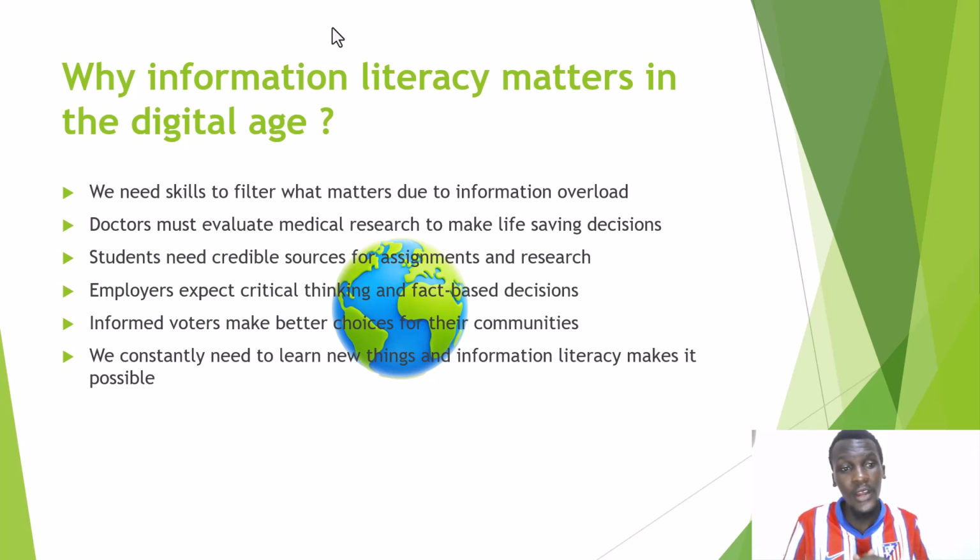The third one is that students need credible sources for assignments and research. When you're given an assignment, you don't just go anyhow and search out of nowhere. You're supposed to find a credible source, a source that is well known for giving such information. Let me say you're doing biology, you can't just search anyhow. You're supposed to look for something that is credible, that is known to give correct biological information according to what you have been given, something like the biological sciences.